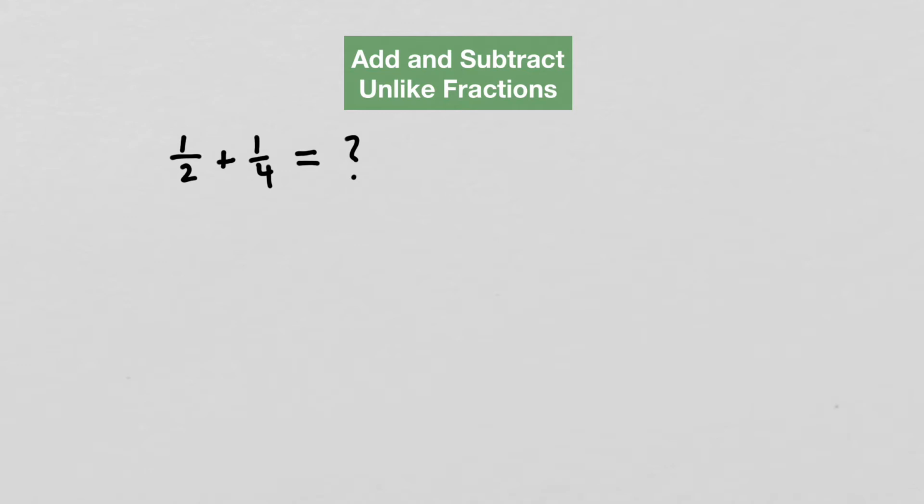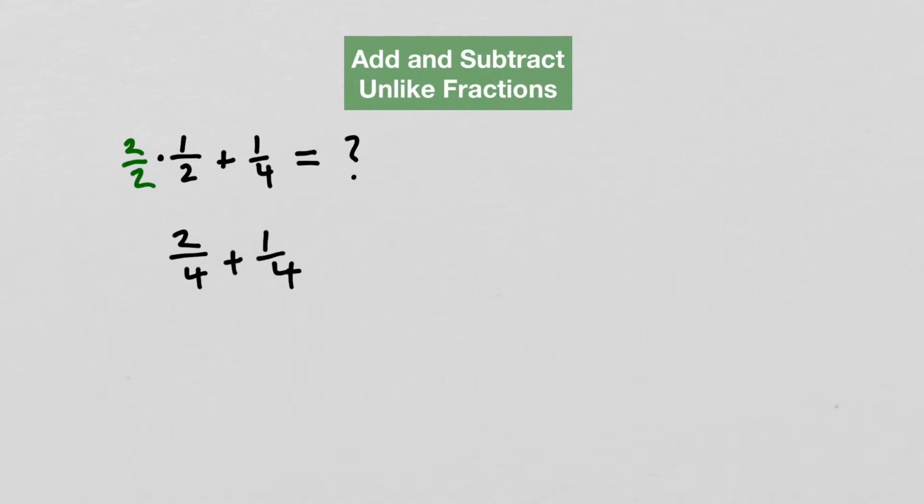Okay, so in this case, 1/2 needs to be multiplied by 2/2. The reason we're going to multiply 1/2 by 2/2 is because the least common denominator in this case is 4. Okay. So once we do that, the result is 2/4 plus 1/4.